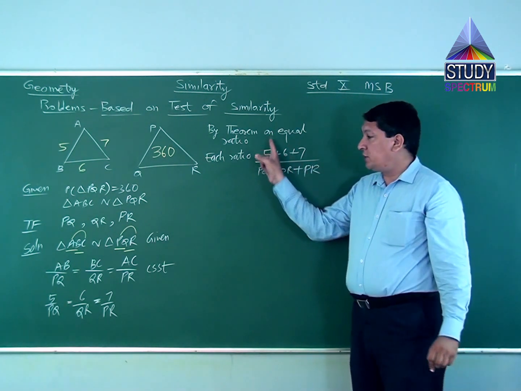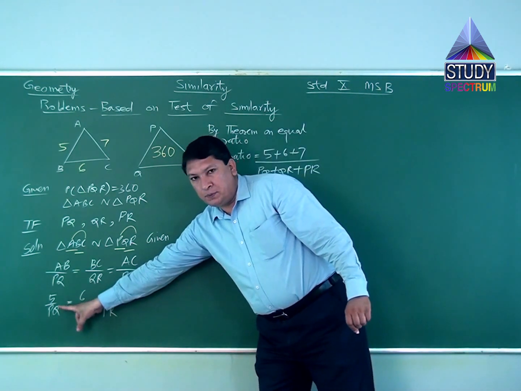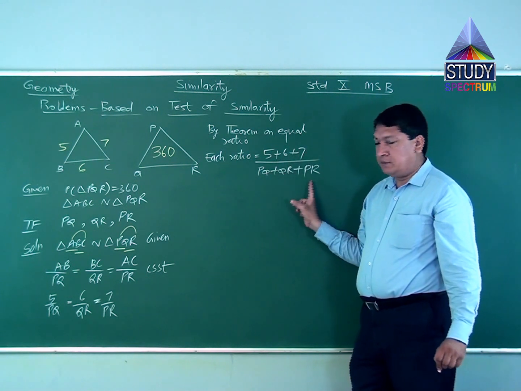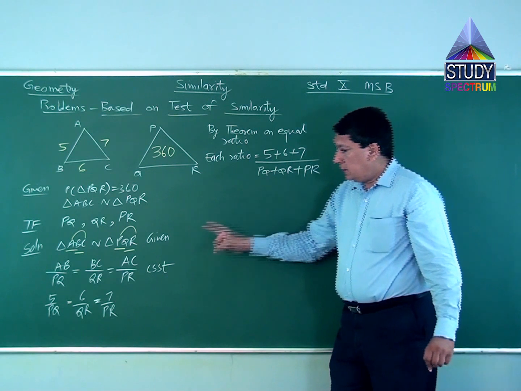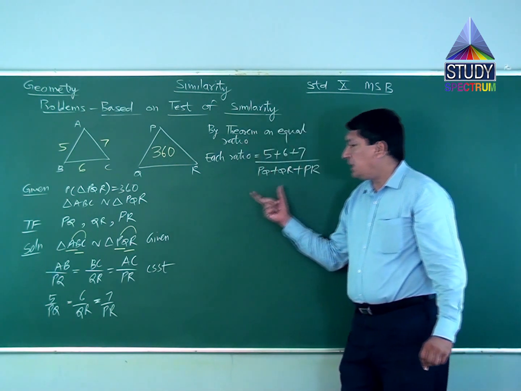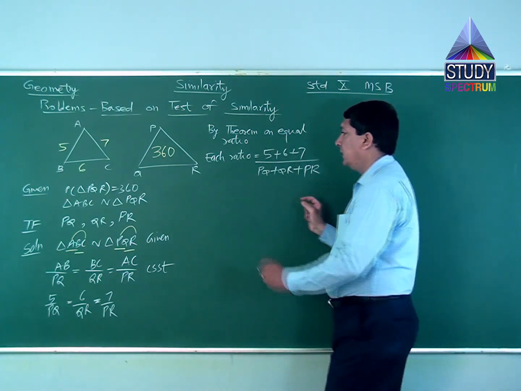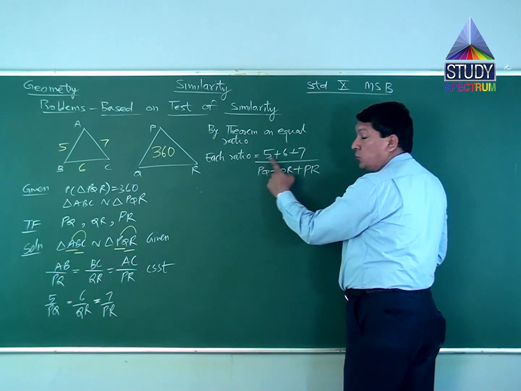By applying the theorem on equal ratio, what I can say is that the value of 5 upon PQ is 5 plus 6 plus 7 upon PQ plus QR plus PR. Same way, the value of 6 upon QR is this ratio, and the value of 7 upon PR is this ratio. By applying the theorem on equal ratio, each ratio becomes this much.